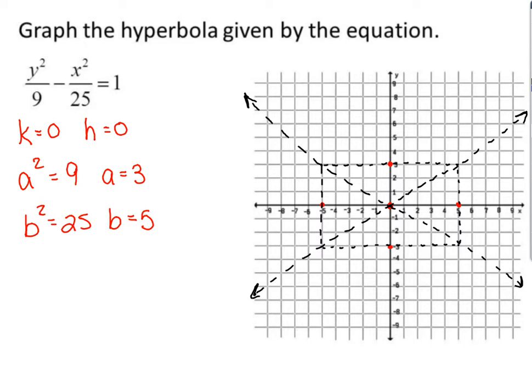Now the two values that are on the transverse axis are your vertices. That's where your graph will start. It will go towards your asymptotes but never touch it. And this will be the graph of our hyperbola.